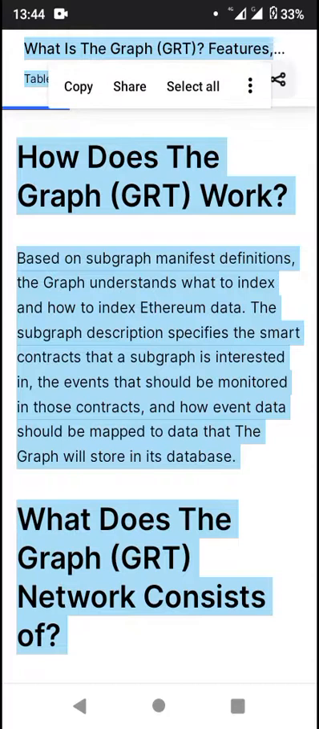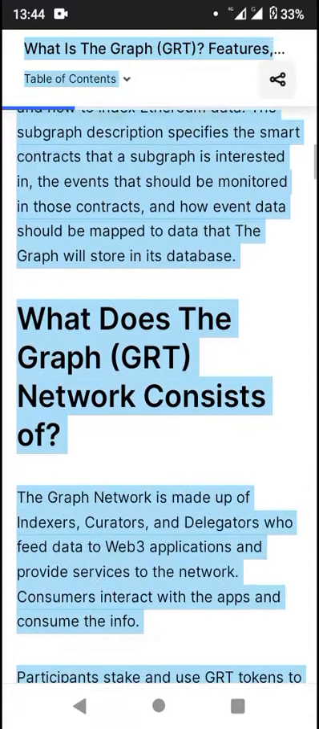So based on subgraph manifest definition, the graph understands what to index and how to index Ethereum data. The subgraph description specifies the smart contracts that the subgraph is interested in, the events that should be monitored in those contracts, and how event data should be mapped to data that the graph will store in its database.